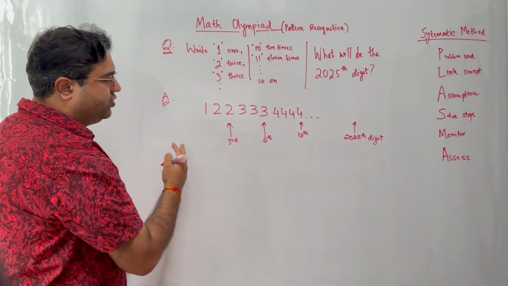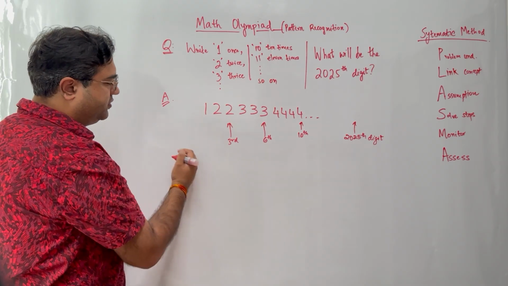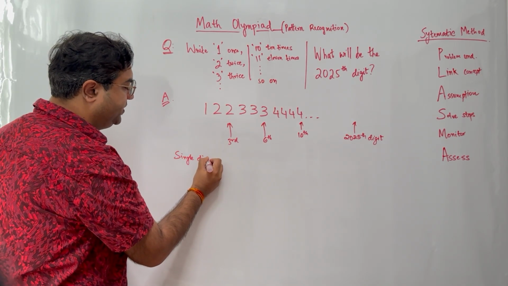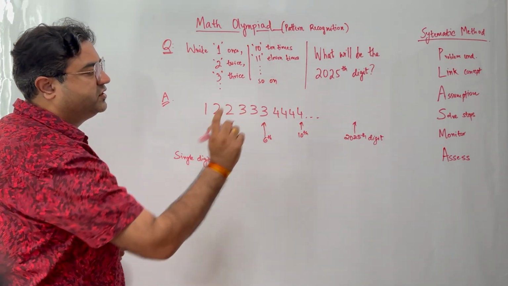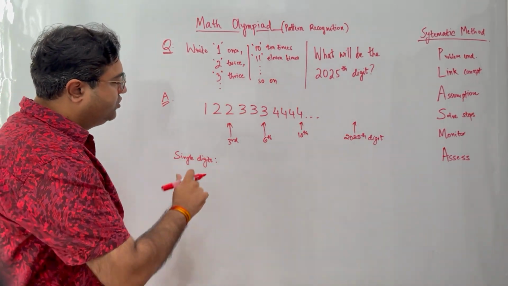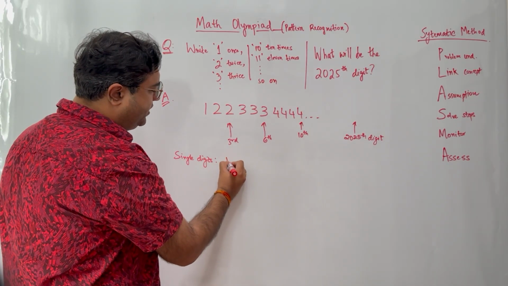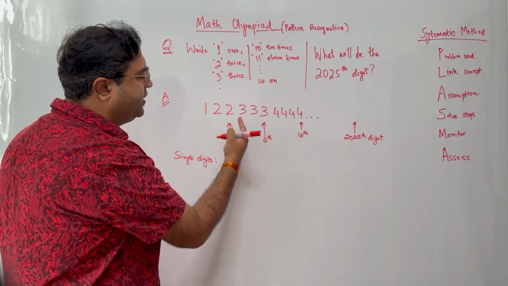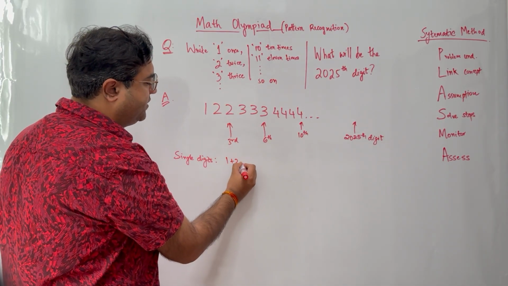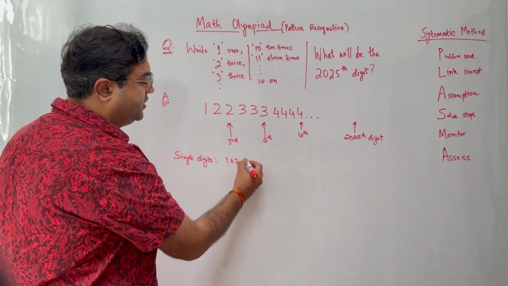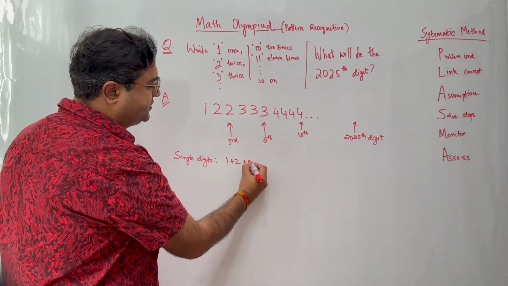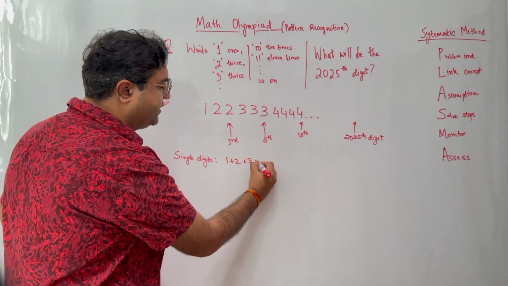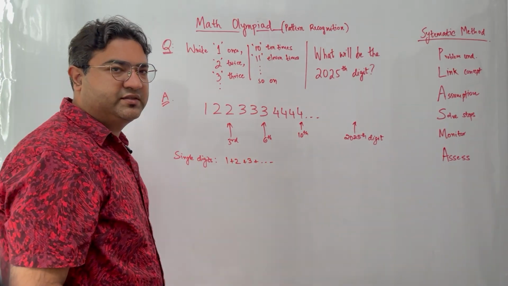So if you look at the single digits, how many single digits will be there until we finish the 9? If you see here, 1 is coming 1 time, 2 is coming 2 times. So 2 will end at number 3 after it is done 2 times. Then 3 will end at number 6 after we have counted 3. So this is progressing like an arithmetic series.